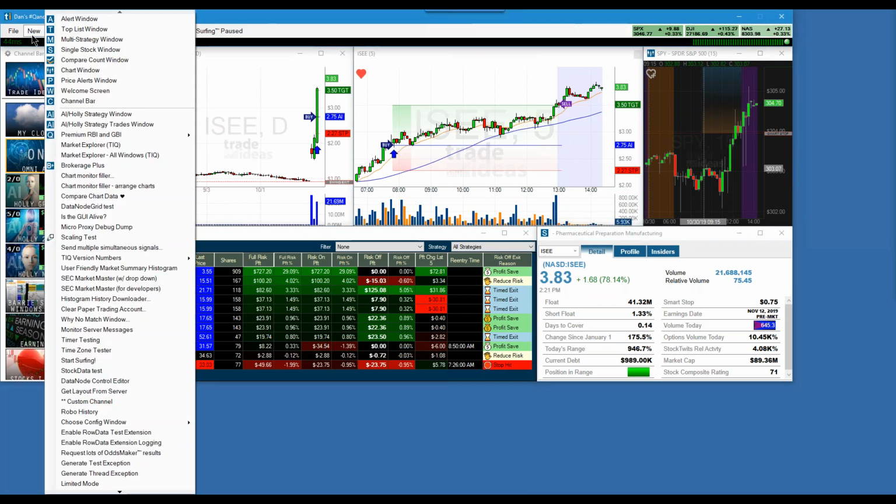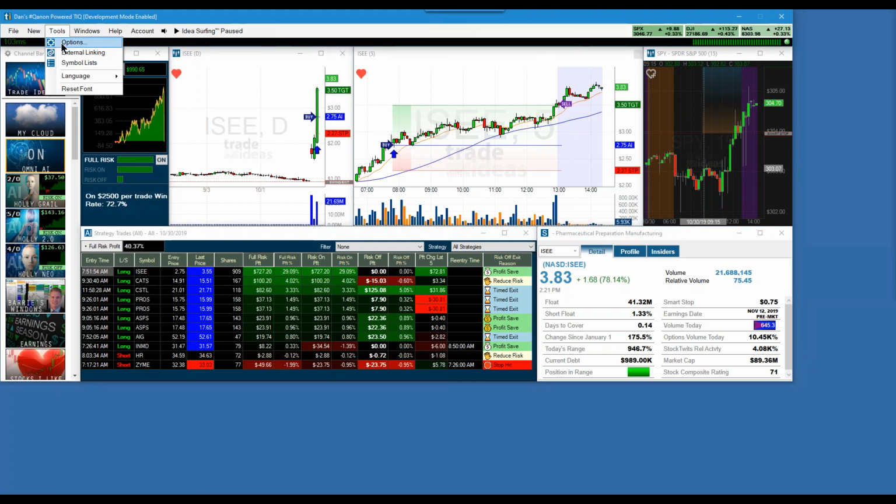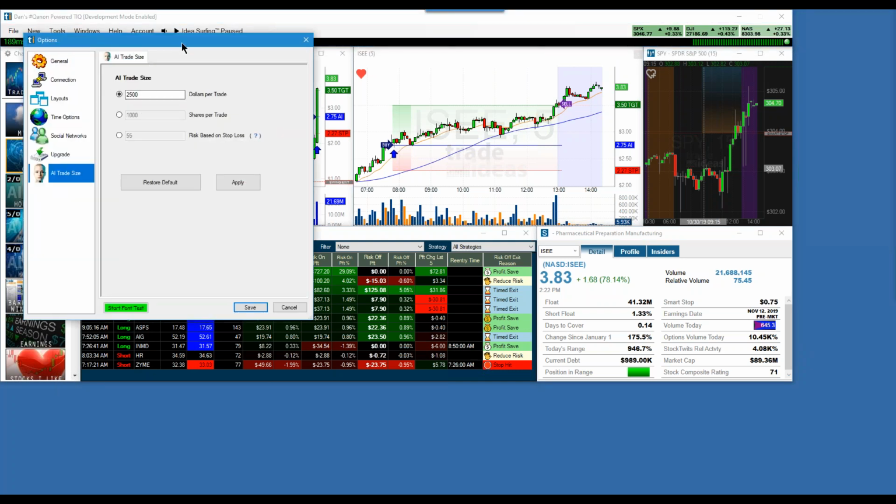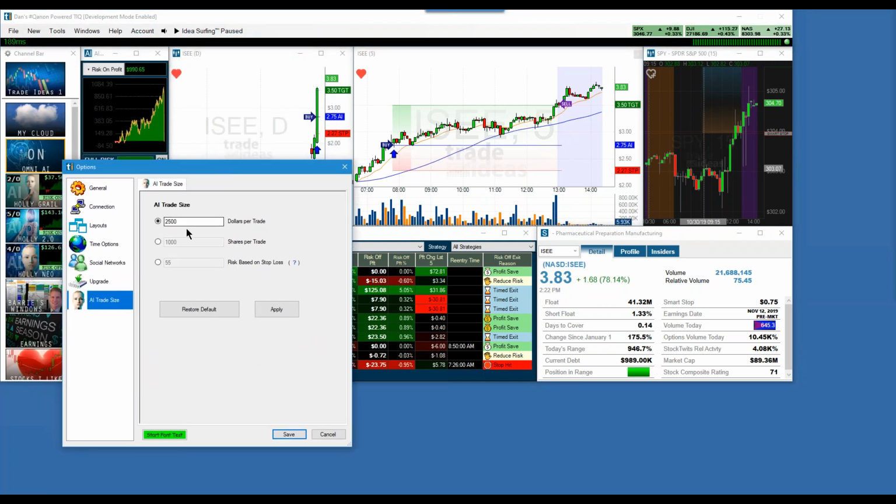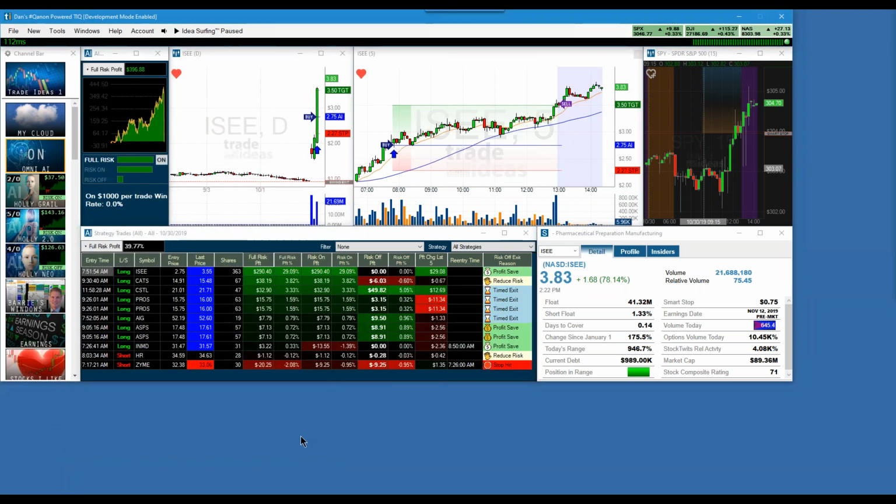In our software, sorry about that, you have this options section where you can view the AI the way you are most comfortable viewing it. What I mean by that is, what do you typically plan on doing? Let's say that you're going to start small and in every trade that you see, you're only going to put in $1,000. Okay, you can hit apply, save, and watch what happens.